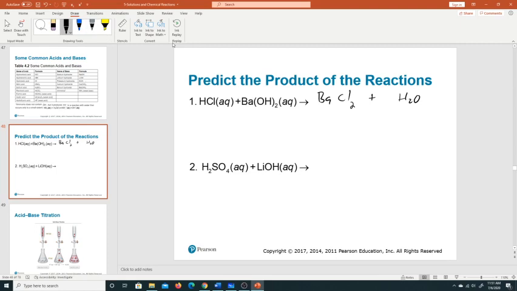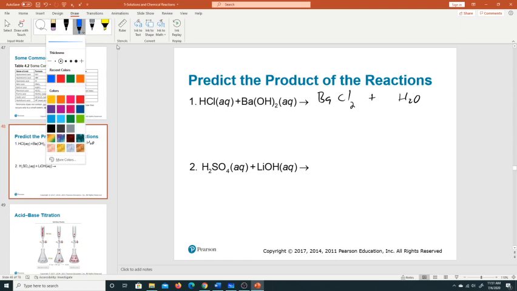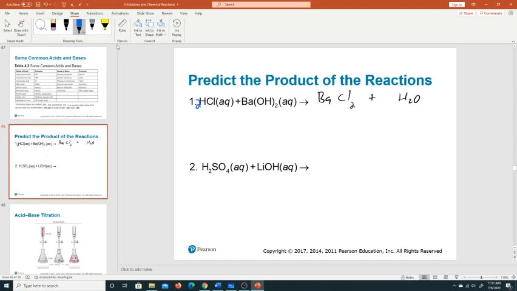I have 2 chlorines on the right, therefore I need 2 chlorines on the left. I'm going to put a 2 in front of HCl. It gave me 2 H's from the acid, 2 OH's from the base, therefore you need 2 waters on the right hand side.